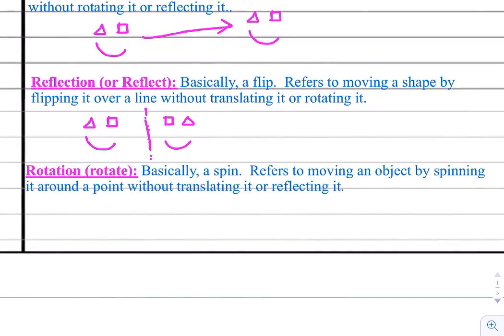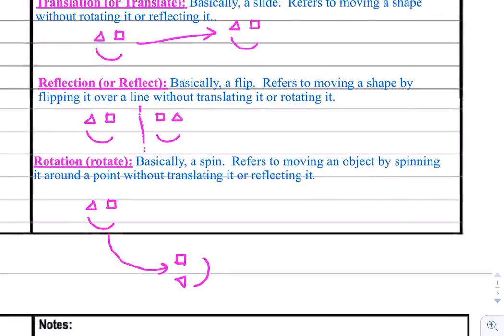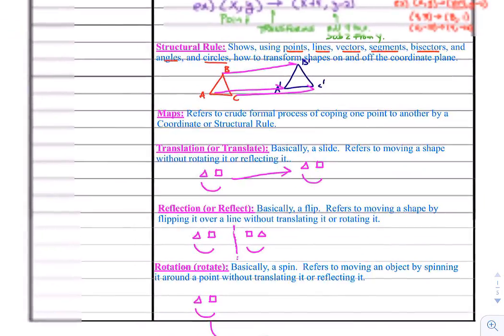As far as a rotation, it's a spin. That's what the word rotate means. And so if I'm going to move this guy, I'm going to move it because I'm spinning it. Now this is probably the hardest one to actually draw out, but it'd be something more like this. Okay? And so I'm spinning it in a circle going in this direction. And that's really where I want to end the first part of notes.